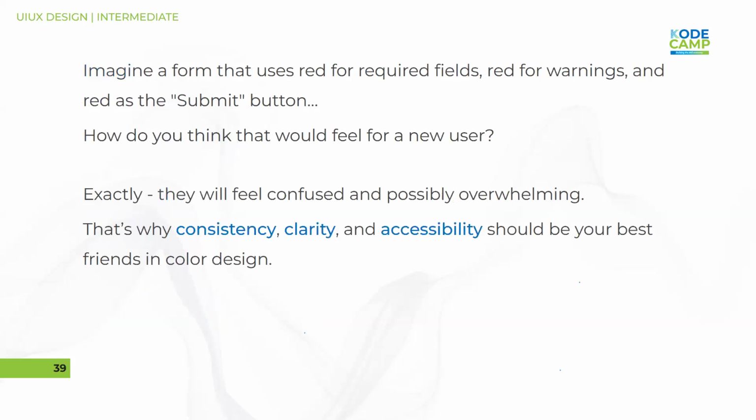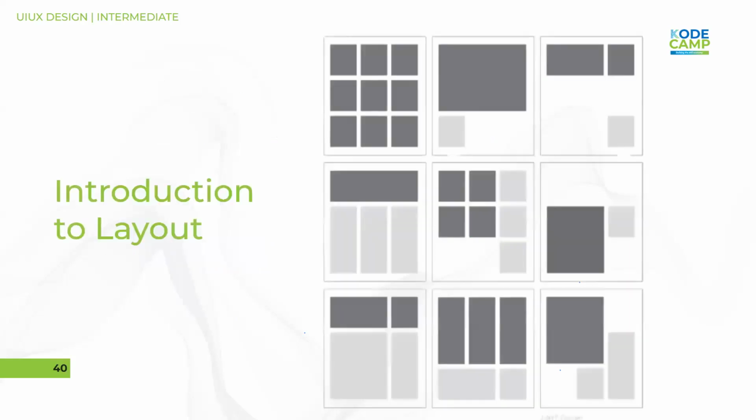All right, so imagine a form that uses red for required fields, red for warning, and red as the submit button. So what do you think a new user will feel at that moment? So users will feel confused and possibly overwhelmed. Okay, so that's why consistency, clarity, and accessibility should be our best friend in color design. All right, so we are done with color.